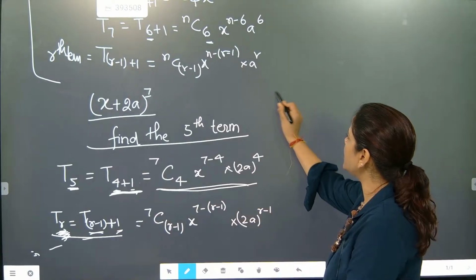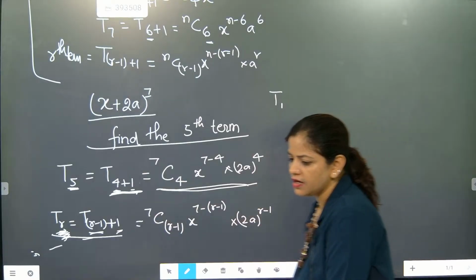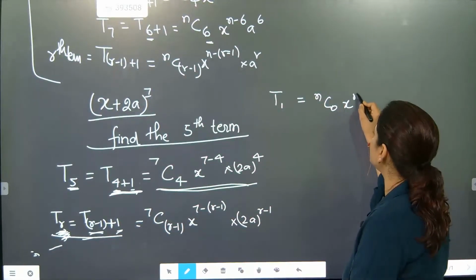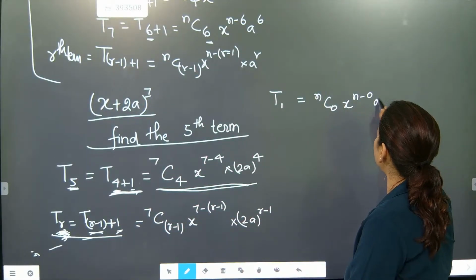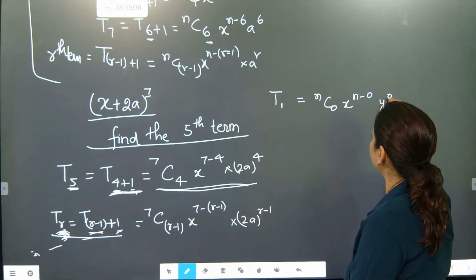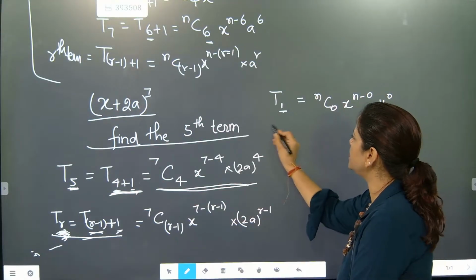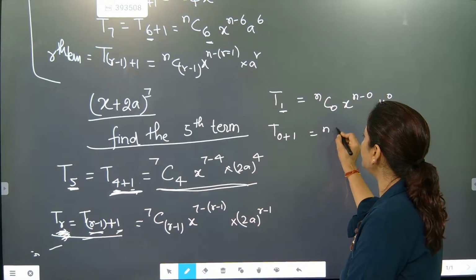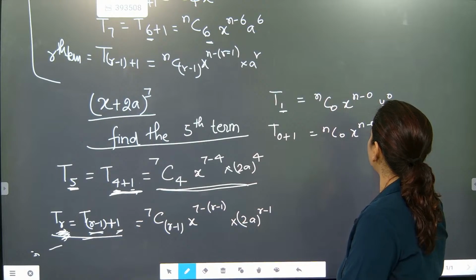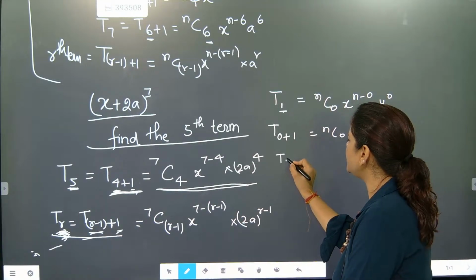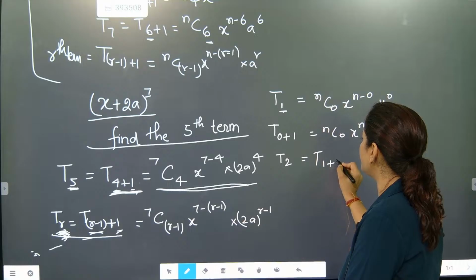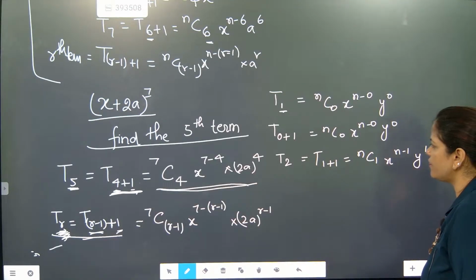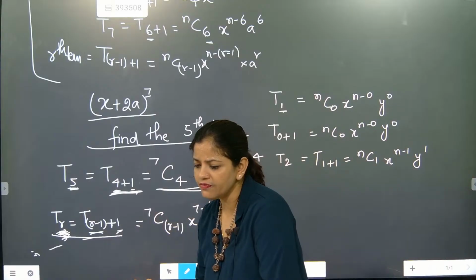See, if you are writing the first term T1, then here it will become nC0 x to the power n minus 0, y to the power 0. So T1 will be written as 0 plus 1, and here it is starting with 0, so it is 1 lesser than that. When you write T2, it is T(1 plus 1), then it comes nC1 x to the power n minus 1, y to the power 1. Understood? Because the second term will be coming.